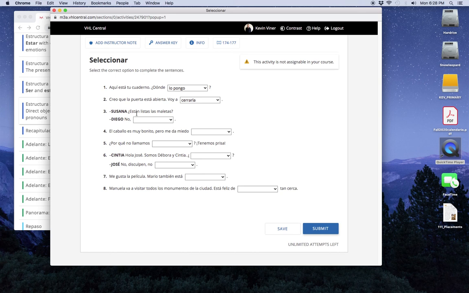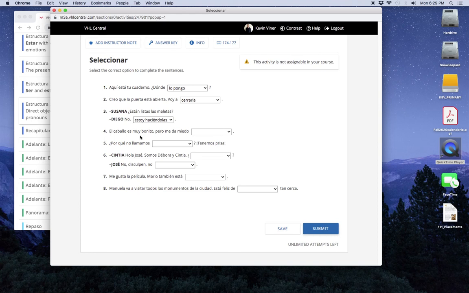Okay, número tres. Susana, ¿están listas las maletas? Diego says, no. Los estoy haciéndolos, estoy haciéndolas, or la estoy haciendo. Pause. And we're back. It would be estoy haciéndolas. It's the only one that works because it's las maletas, and they have to agree, right? Has to be plural. Bien.